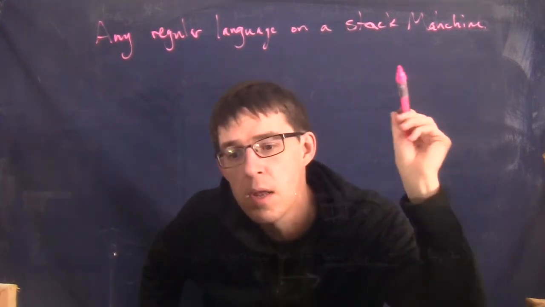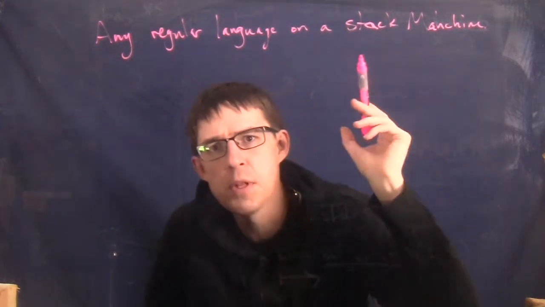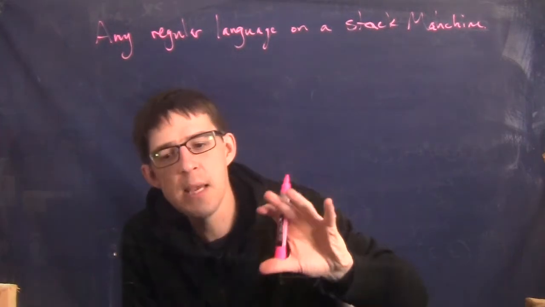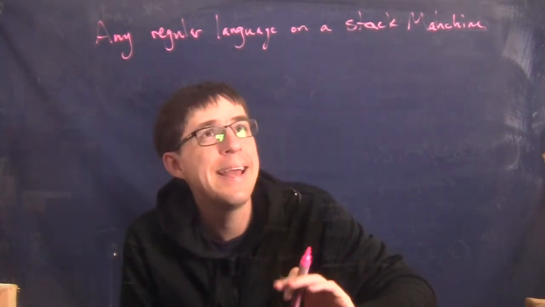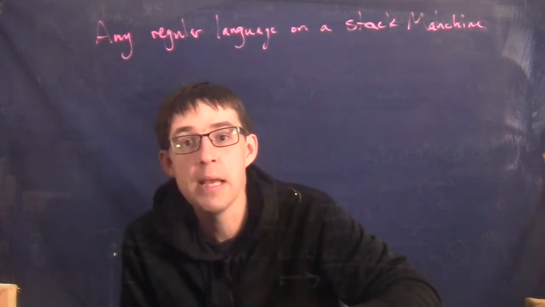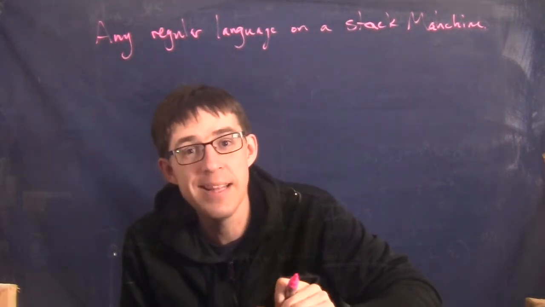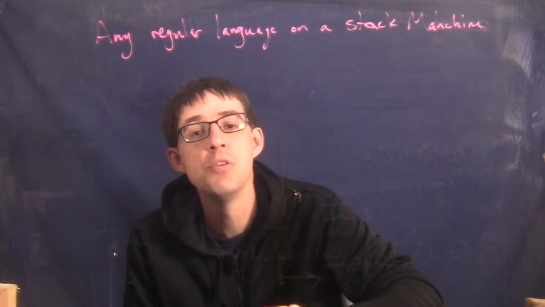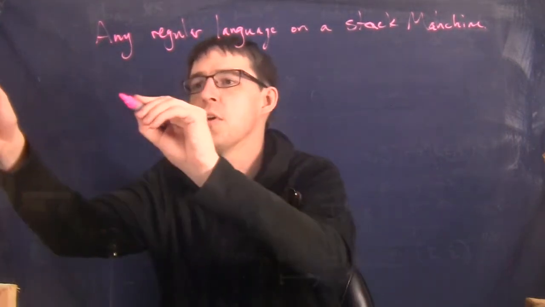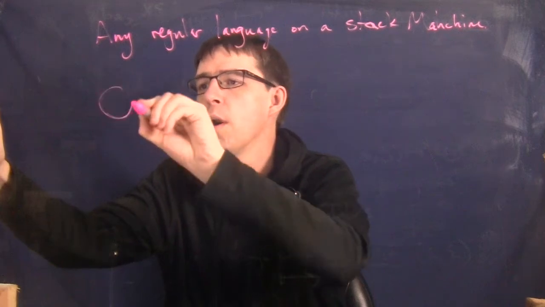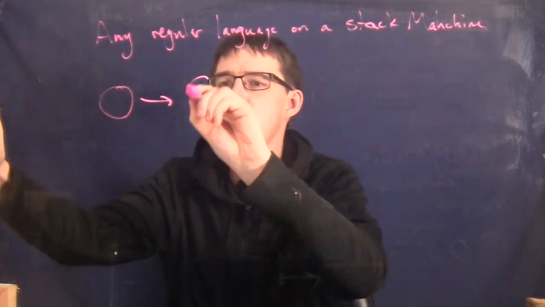Actually, this is something that I mentioned last time. I don't know if you really noticed it, but we had an example of a stack machine that was the same as an NFA. And if you have any regular language, of course, you can make an NFA out of it. And then there's a standard procedure to translate that into a stack machine. Let's see how we do it. So I'm going to just do an example here. What about this NFA?